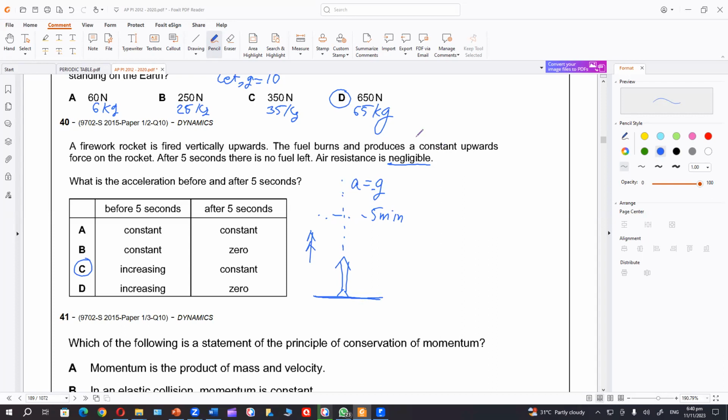That's right. As Noor is pointing out, the rocket is facing a constant upward force, but the weight of the rocket will be decreasing. Why will the weight of the rocket be decreasing? Because the fuel is being burned.